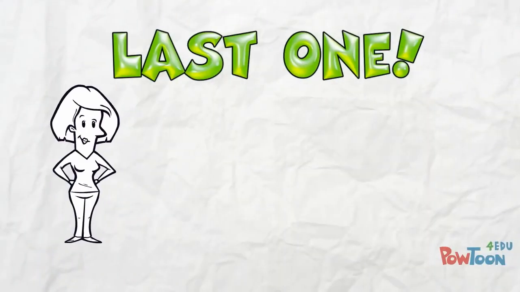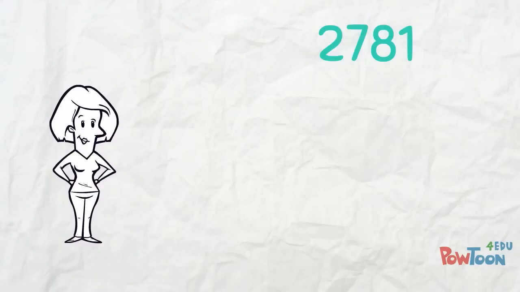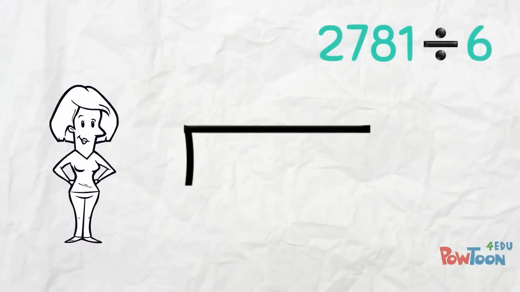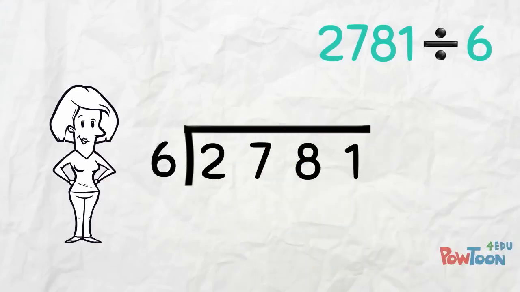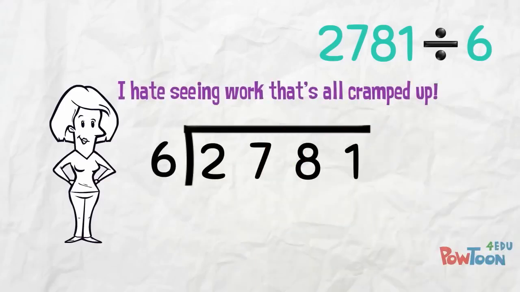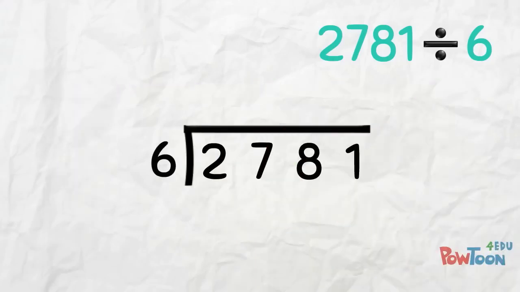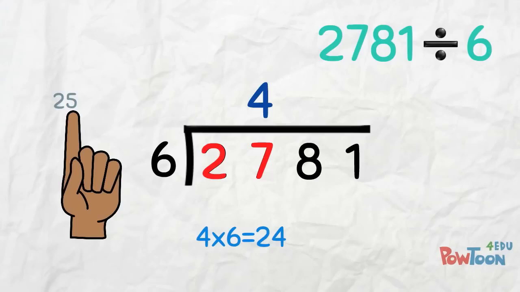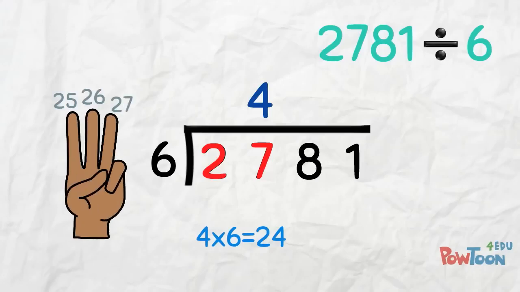Last one, a bit longer again this time. 2,781 divided by 6. Set it out on the page with plenty of space to work in. I hate seeing work that's all cramped up. Here we go. There are no 6s in 2, so how many 6s in 27? If you know your 6 times table, you know 4 6s are 24. Put up the 4 and count on. 25, 26, 27. There's a remainder of 3.